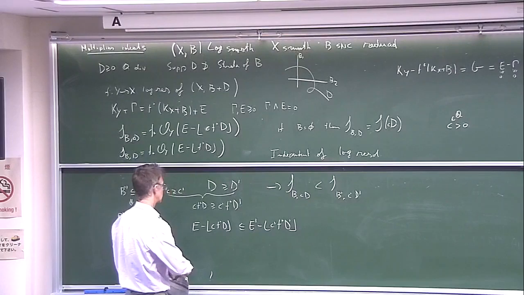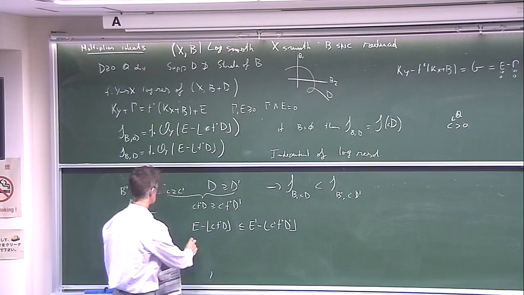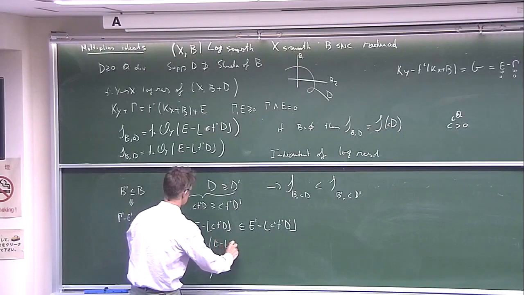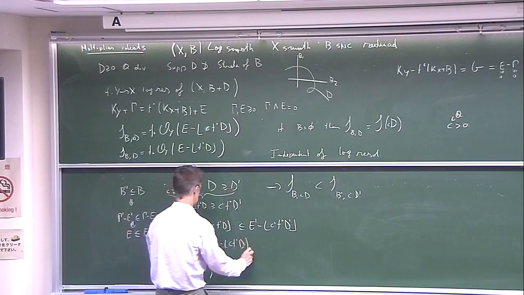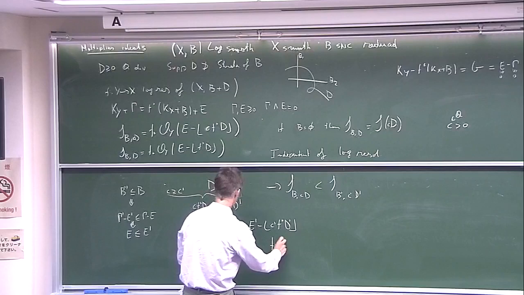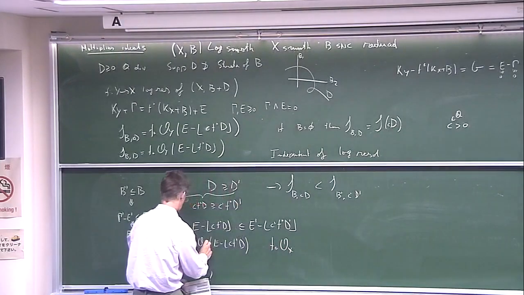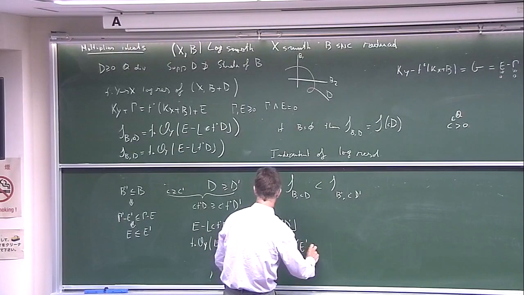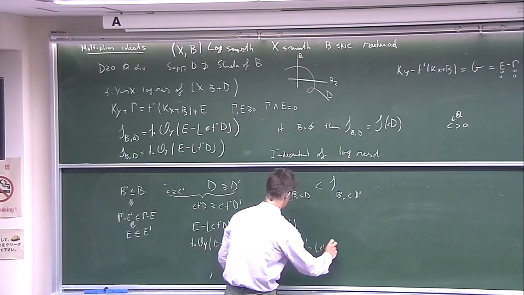So now this tells me that the push forward of O_X(E minus the round down of C pullback of D something) with respect to the push forward of O_X, sorry, this should be O_Y. Luckily my Y's look like X's, E prime minus C prime F upper star of D prime.